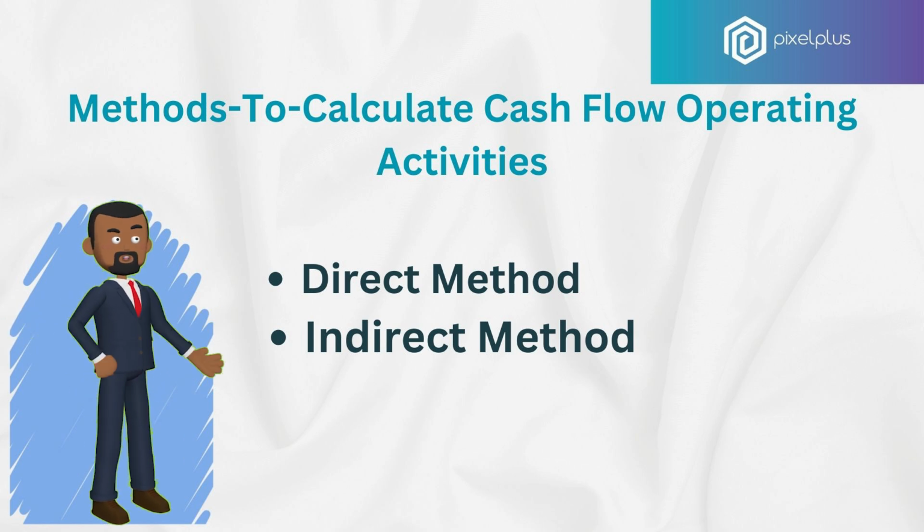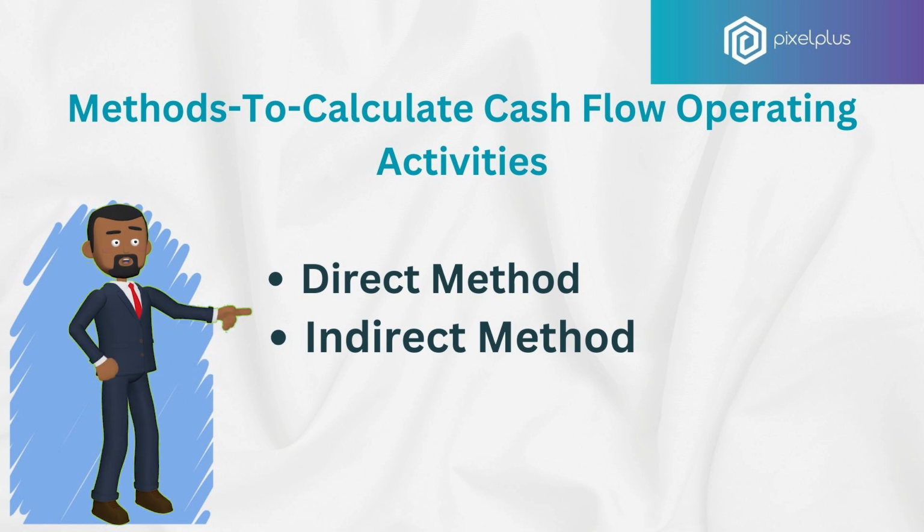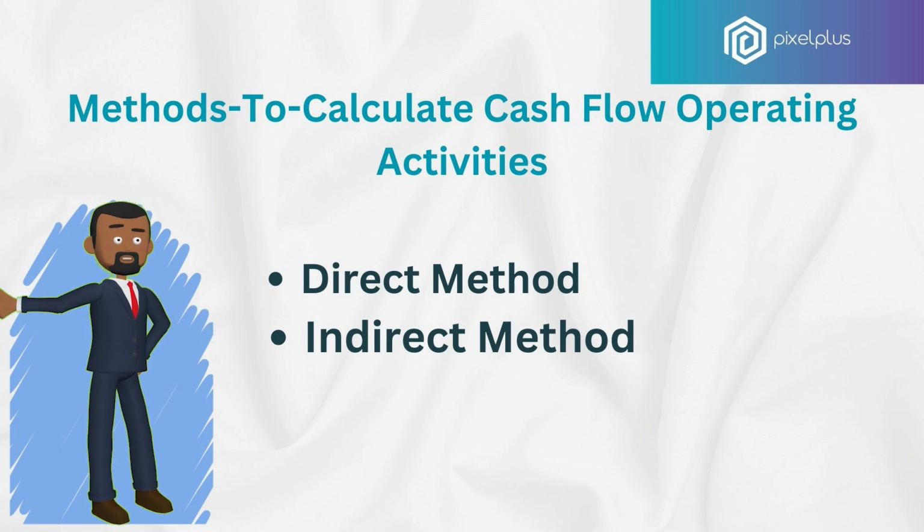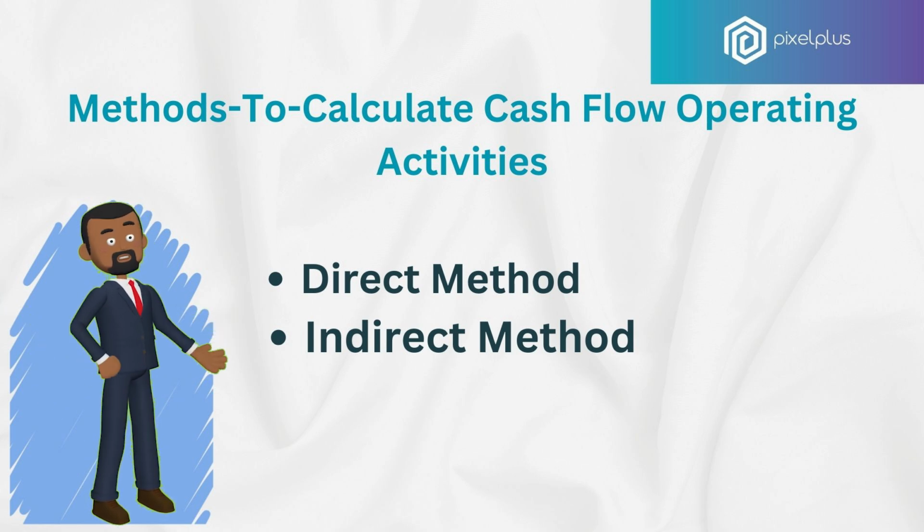The key components include cash receipts from customers. This includes all cash collected from sales of goods or services. Cash payments to suppliers. This covers cash paid for raw materials, inventory, and other supplies.